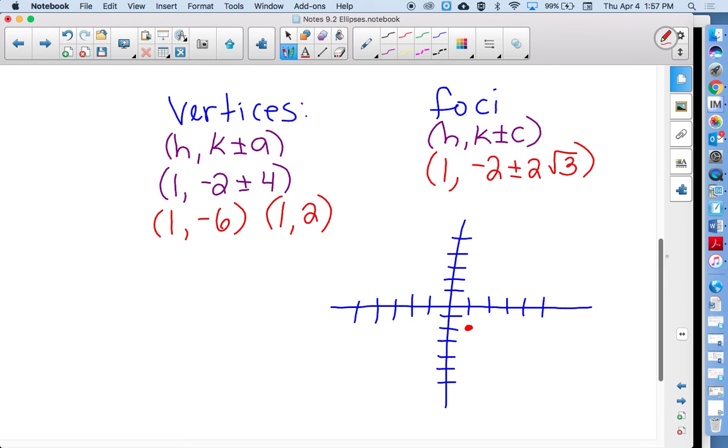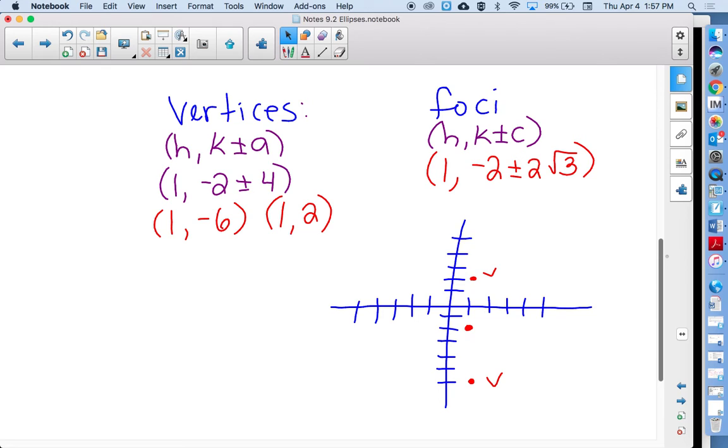We said A was 4, so from the center, I'm moving up 4. That gets me to my highest vertex. From the center, I'm moving down 4. That gets me to my lowest vertex. That's what A is. So it is technically a plus and a minus because you're moving up for the plus, down for the minus. The B value is 2. That goes the other way.